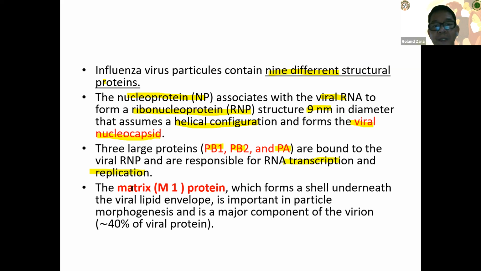So we have your matrix 1 protein, okay? So this matrix 1, a very important structure, okay, forms the shell underneath the viral lipid envelope. Okay, so it coats also the viral envelope. So this is important in the morphogenesis and is a major component of the virion. Okay, so the majority, 40%, of your viral protein is made up of your M1 protein. So later on, we will see the structure of this M1 protein.